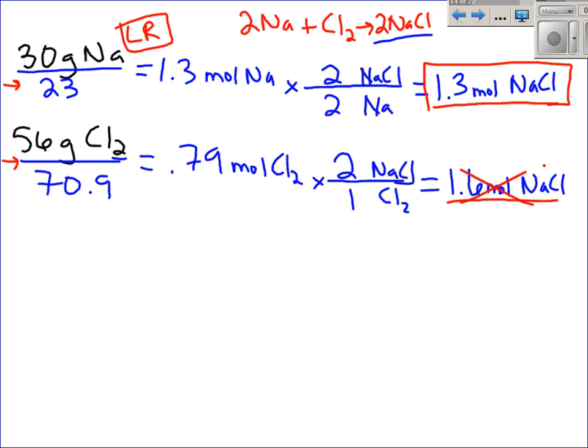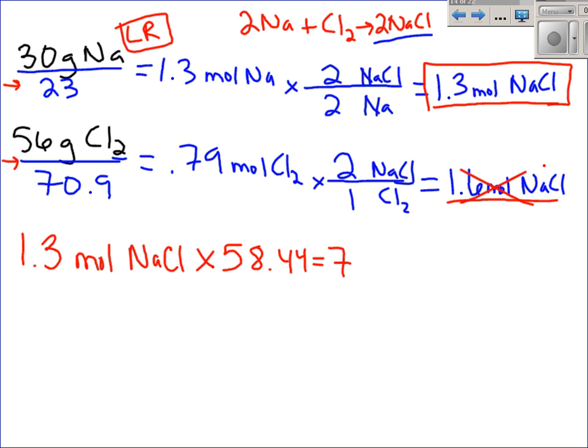Remember, my question wanted to know how many grams of NaCl. Well, I just figured out I can produce 1.3 moles of NaCl, so I need to now convert that into grams for my final step. Going from moles to grams is multiplying, and the molar mass for NaCl is 58.44. By taking 58.44 and multiplying that by my number of moles, which is 1.3, I calculate approximately 75.9 grams of NaCl.